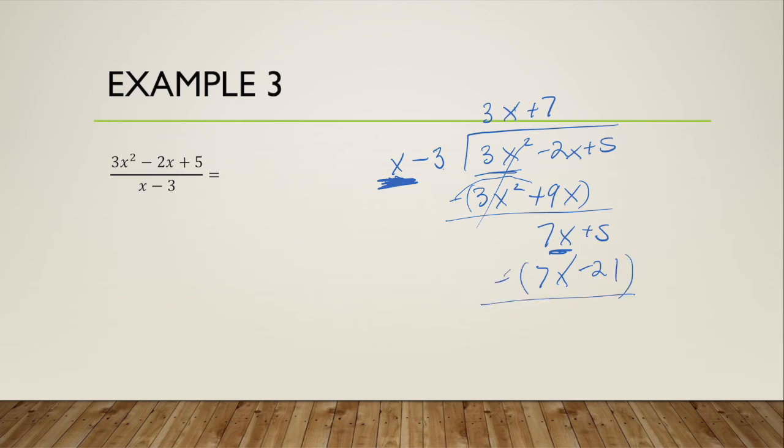Subtract that. I get 25 plus 21, so my remainder is 26. Let me mention that this is when I know how to stop, because my remainder is of lesser degree than my divisor. Remember, a constant has degree 0, our divisor has degree 1, so I know I'm done. So 26 is my remainder. I have 3x plus 7, plus if I wanted to include the remainder, 26 over x minus 3. That's what's left over.